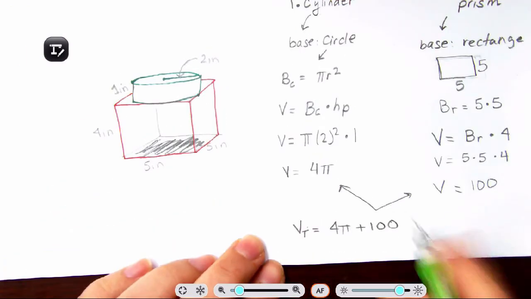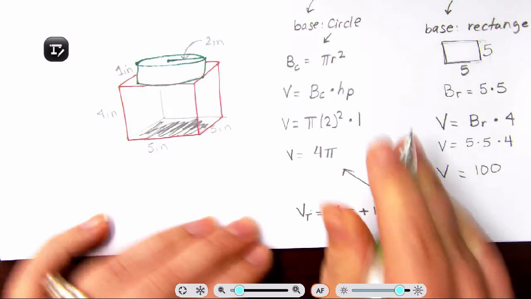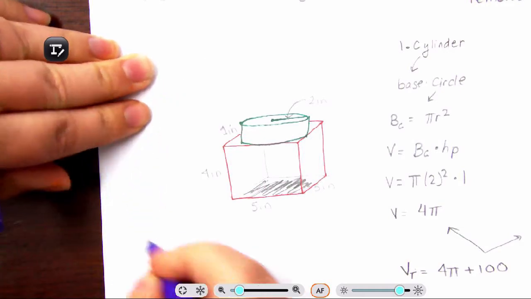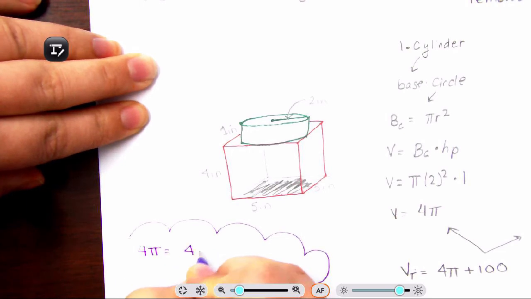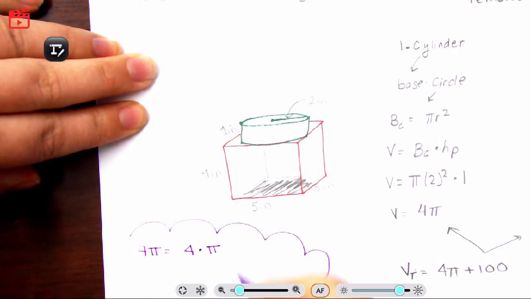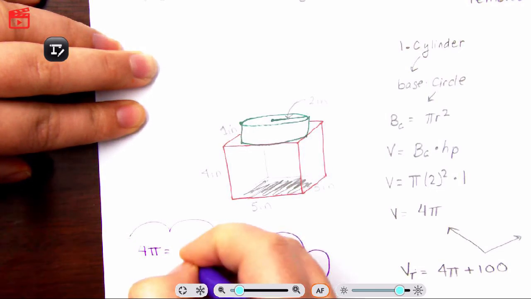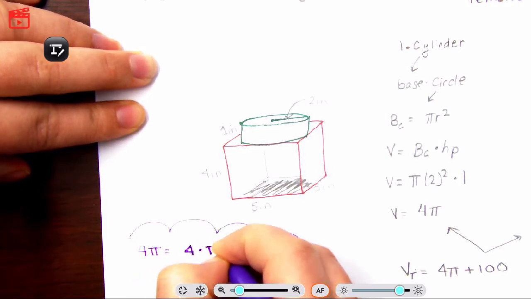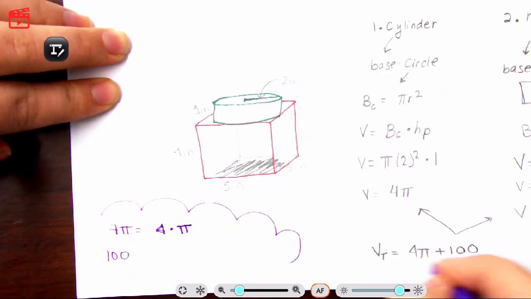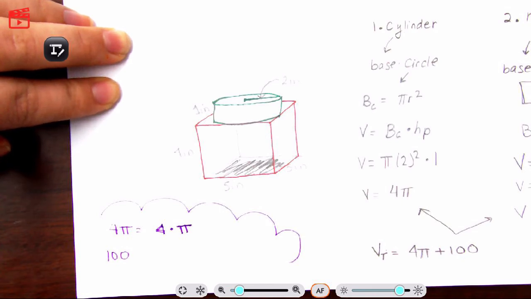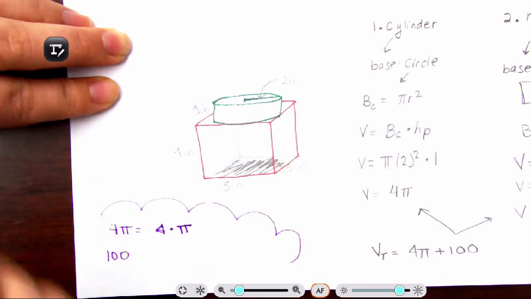Now here's the thing with pi. This is literally saying, here's my thinking bubble. 4 pi is saying 4 times pi. This is multiplication, okay? 100 is just a number. So don't combine these 2 together. They need to remain separate. Now you can combine if it's multiplication. You can just use your calculator. But even if you type this into your calculator, it's probably going to give you a rounded answer. Don't combine, leave it as your final answer.